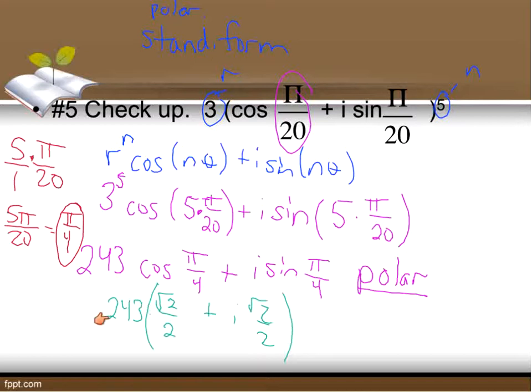Exactly. So let's go ahead and distribute this 243 just so you can see the final way that it's going to look. They're going to have 243 times root 2 over 2 plus 243 times root 2 over 2 i. So they really just stuck the 243 out in front. Not very exact, I know. So this would be the standard form at the very bottom. Okay, you did great. I think we should try another one.